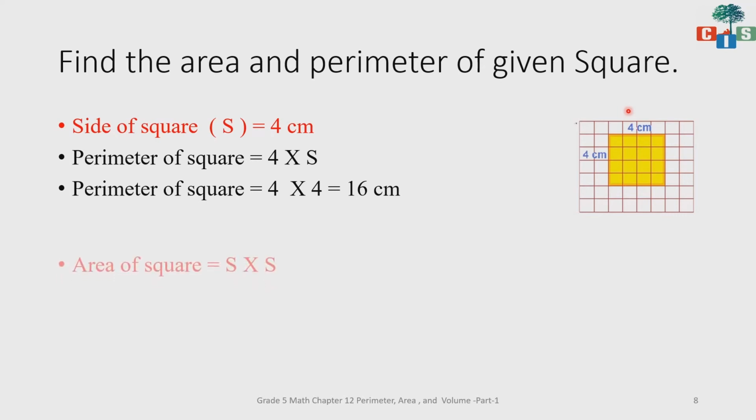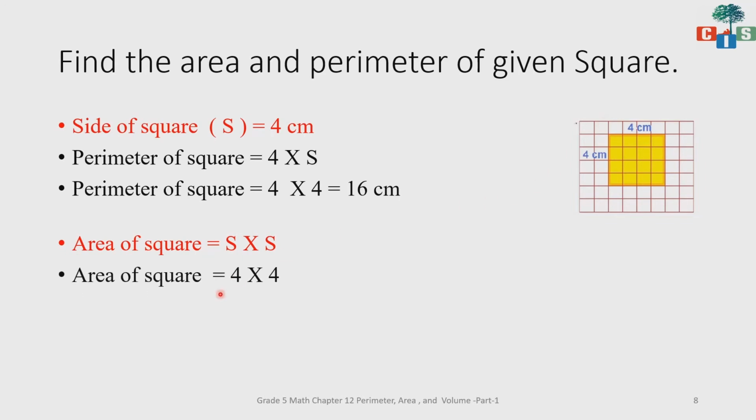Again, first of all we will write the formula, that is area of square is equal to side multiplied by side, that is S multiplied by S, and here we have S as 4 centimeter. So 4 multiplied by 4. Again 4 fours are 16. So the area of the square is equal to 16 square centimeter. The unit for area is square centimeter or square meter, and the unit of perimeter is centimeter or meter. There is no square.